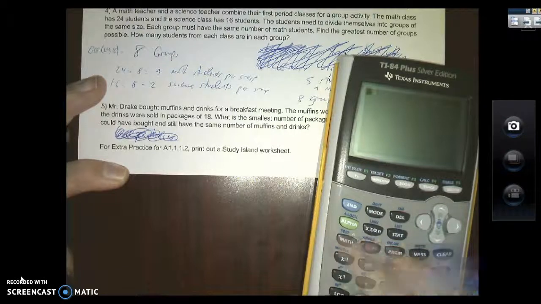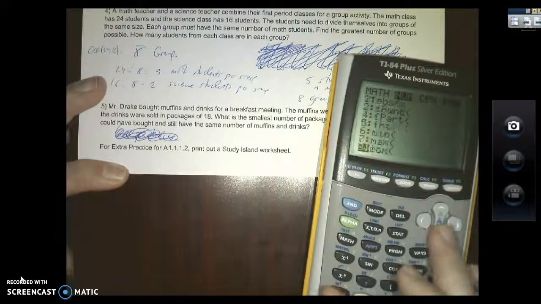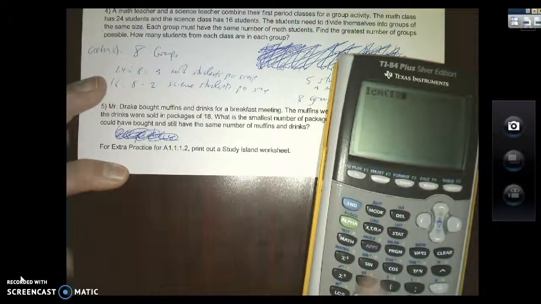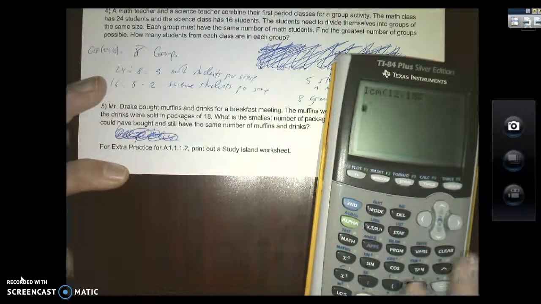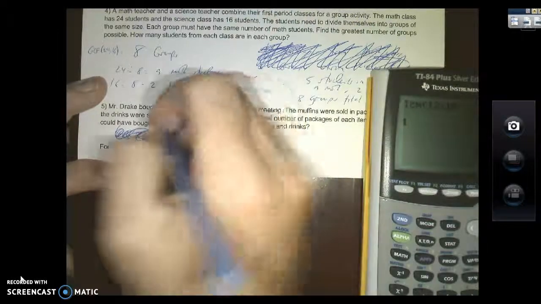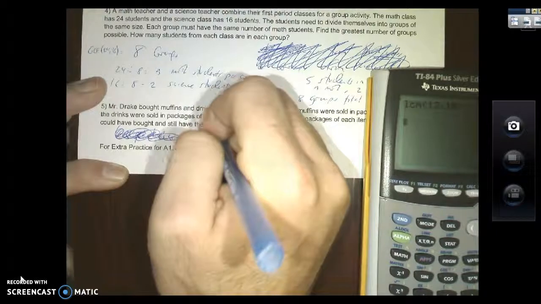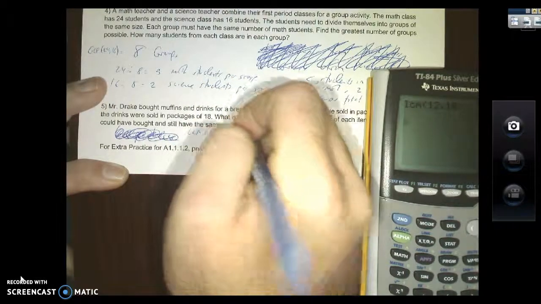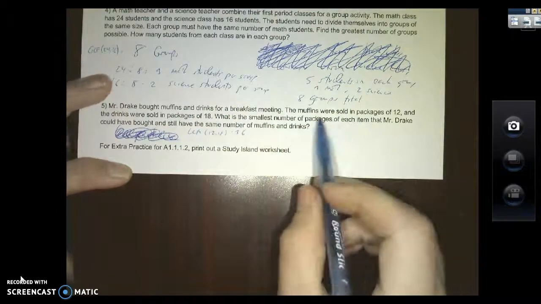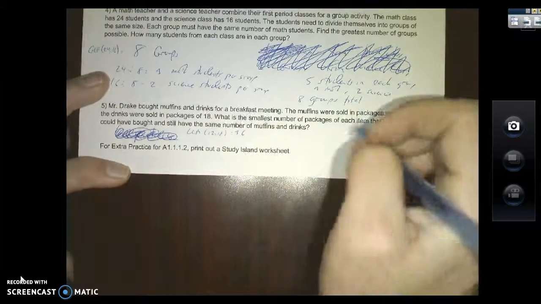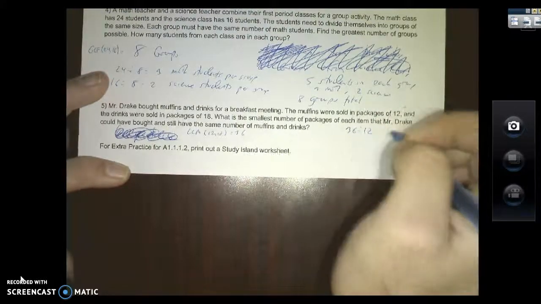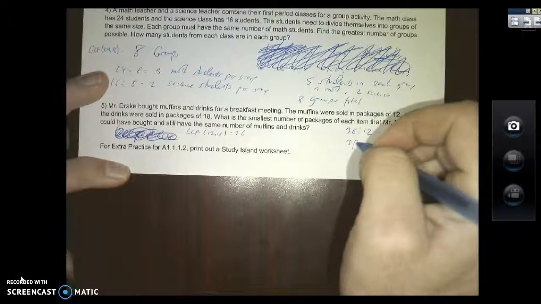So here we're going to do math LCM of 12, 18 and we get 36. Okay, so the LCM of 12 and 18 is 36. So we got to figure out how many packages of muffins were bought. Well, we can do 36 divided by 12 to get 3. So 3 packages of muffins.